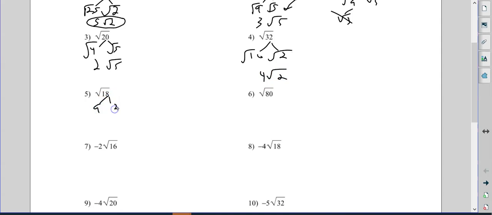This is going to be 9 and 2. If you don't put the radical, once you get comfortable, that's fine. I don't when I'm doing it myself. But until you're really good at this, make sure you keep it so you remember to keep that 2 underneath. And the 9 comes out as a 3.